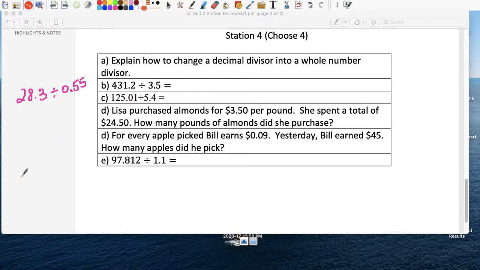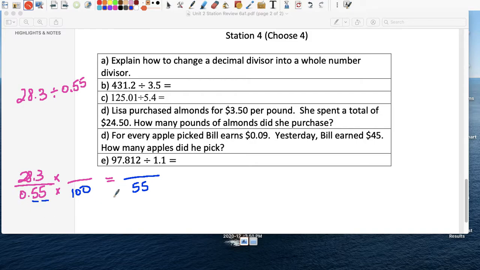Well, first thing we do, right? Remember I told you we write it as a fraction. And then we're going to multiply by a power of 10: 10, 100, 1,000. And we want to change that 0.55 into a whole number. So 0.55, we're going to make that into 55. But how does that happen? Well, how many decimal places here? 1, 2. Which means we multiply by 100.